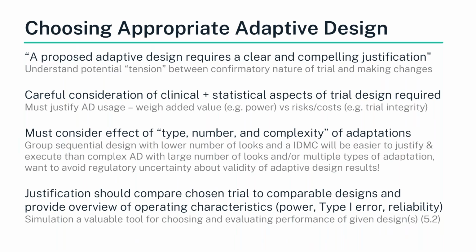That's not to say that the latter doesn't have a lot of value. It does, but the statistical theory and some logistical things are more difficult for that type of design. So you need to be showing that you know what you're doing and that you've considered that. And the design with a lower number of looks will be easier to justify and execute. So the more adaptations, the more things you throw into this stew, the more work you're going to have to put in to justify that. And I think that's going to be true regardless going forward.